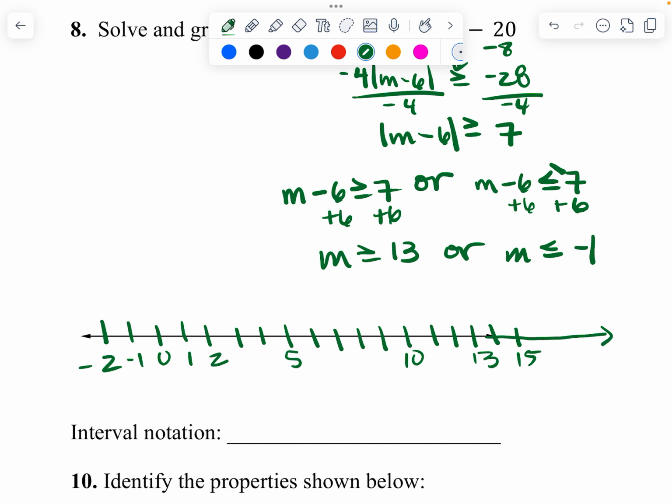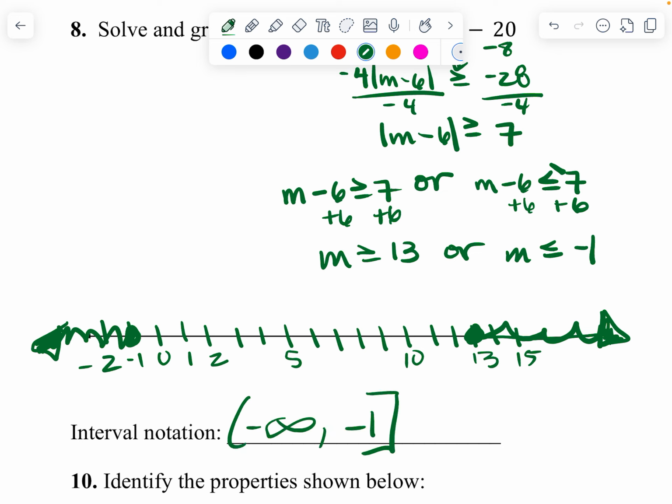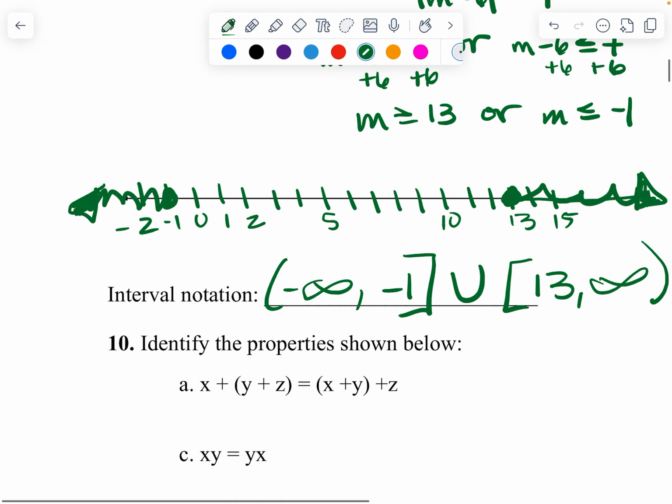Okay, so it's greater than or equal to 13, so close dot and going up above. Less than or equal to negative 1, close dot and going down here. Interval notation would be from negative infinity to negative 1, or 13 to positive infinity. Okay.